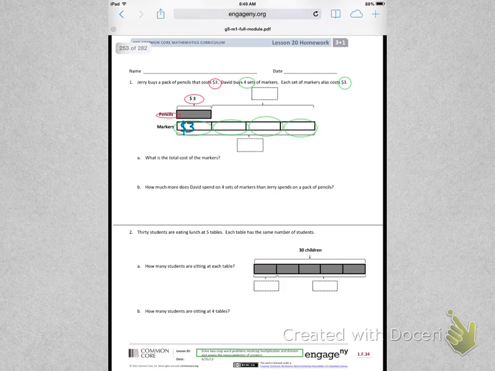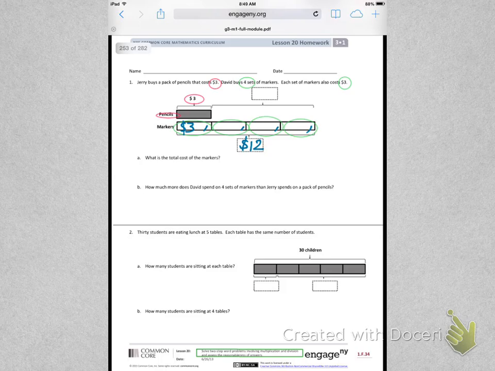Now let's find out what these missing unknowns are. What is the total of David's markers? Let's skip count. 3, 6, 9, 12. He spends $12 on all of the markers. What is the unknown up here where Jerry's at? This area. There's nothing there, so we have to figure out what's missing.